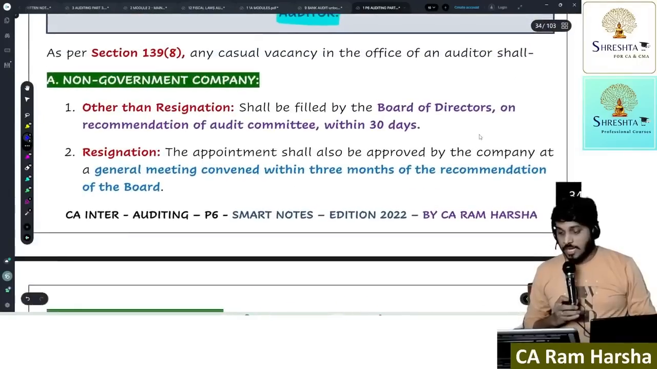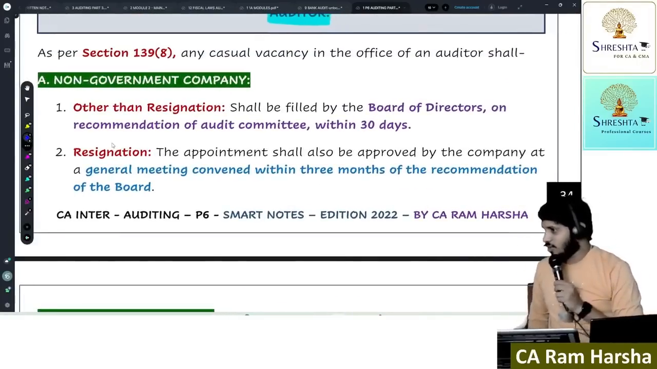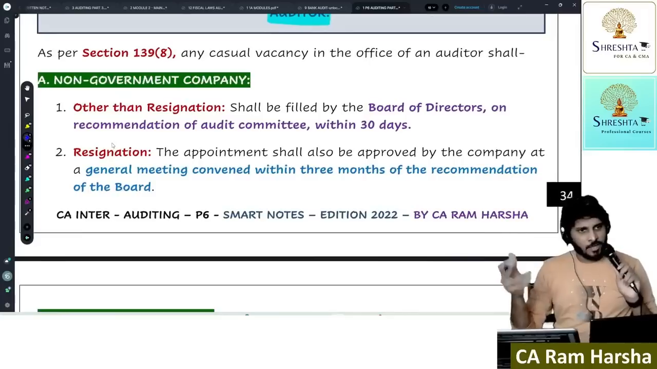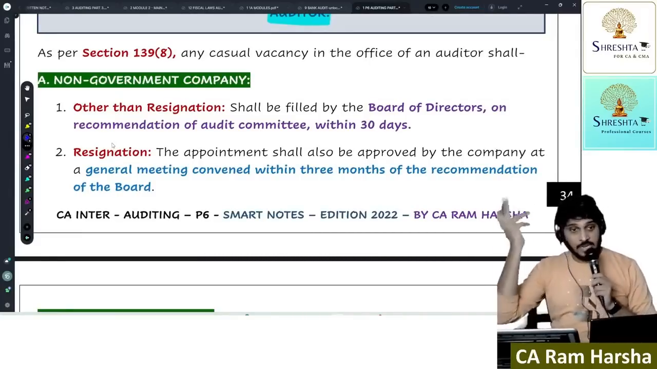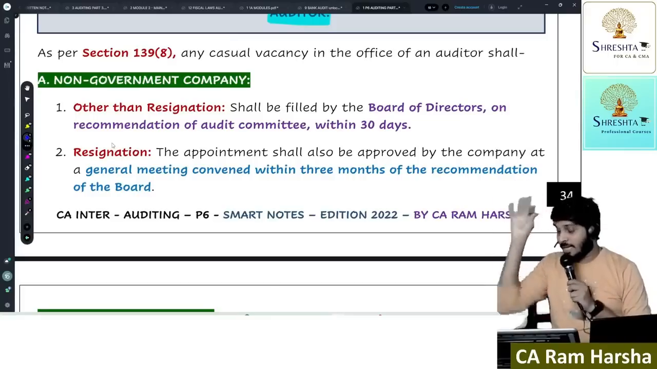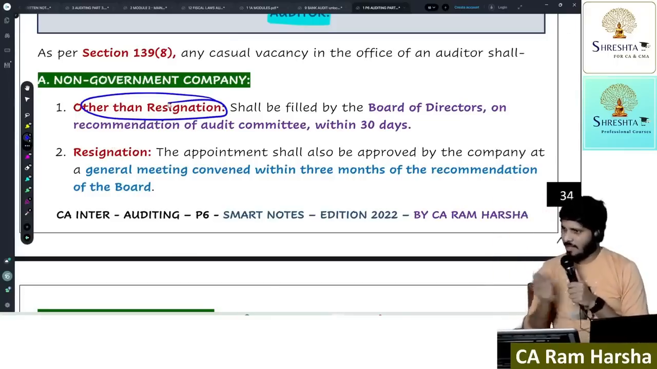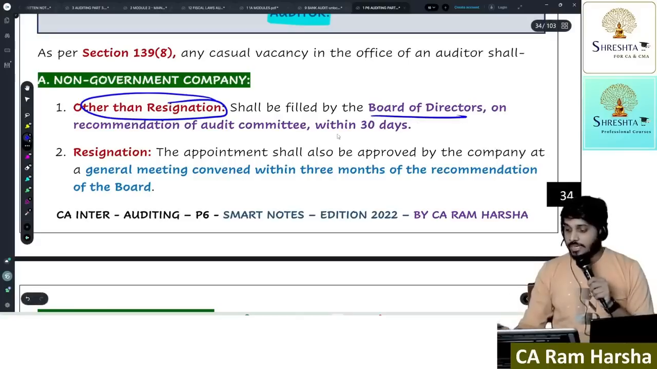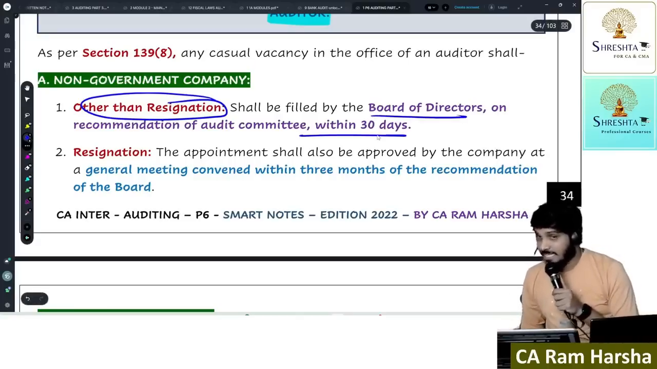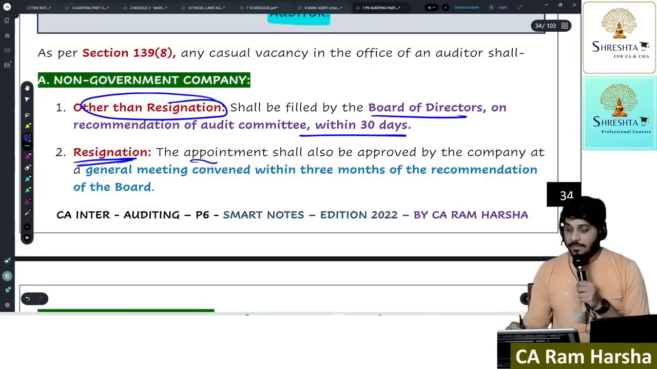Now, what if it is a non-government company? Why is the auditor vacancy there? Check it out. The auditor died, or dissolution in case of a partnership firm, or incompetence to contract, or subsequently disqualified, or he was removed by the company. Any reason other than resignation. The vacancy arises not because of resignation. We only removed him. The board of directors can fill it within the next 30 days with another chartered accountant. Suppose it is resignation, the appointment shall be approved by the company at the general meeting.